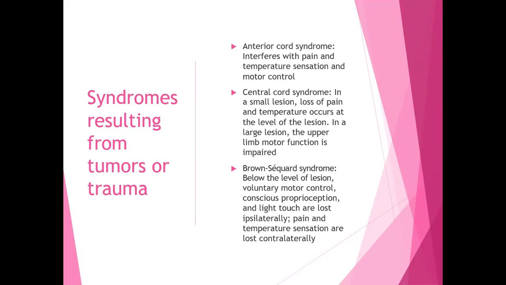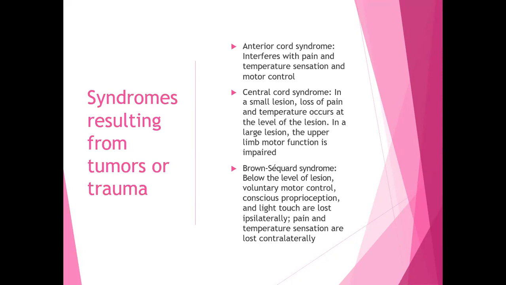The thing we keep, what's spared, is we still have the dorsal column, so we still have conscious proprioception and light touch information. So those functions are spared because they're in the posterior or dorsal part of the cord.